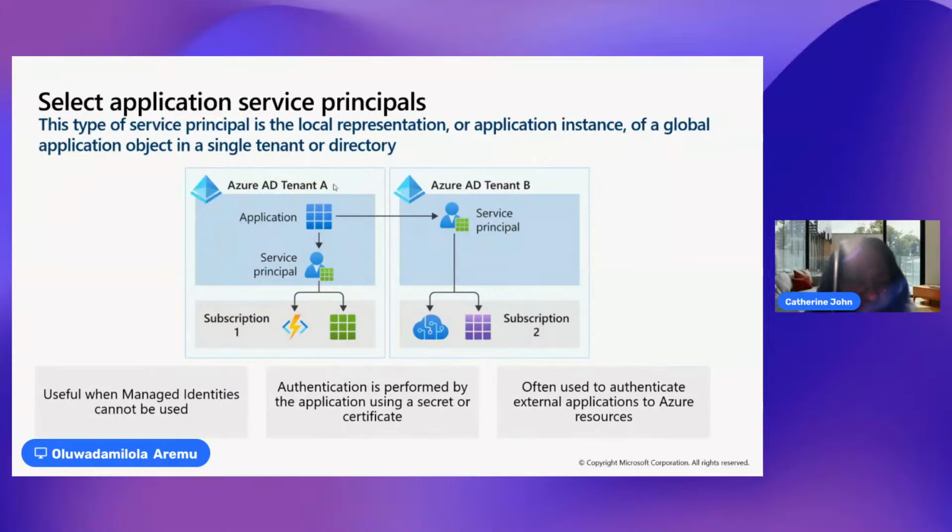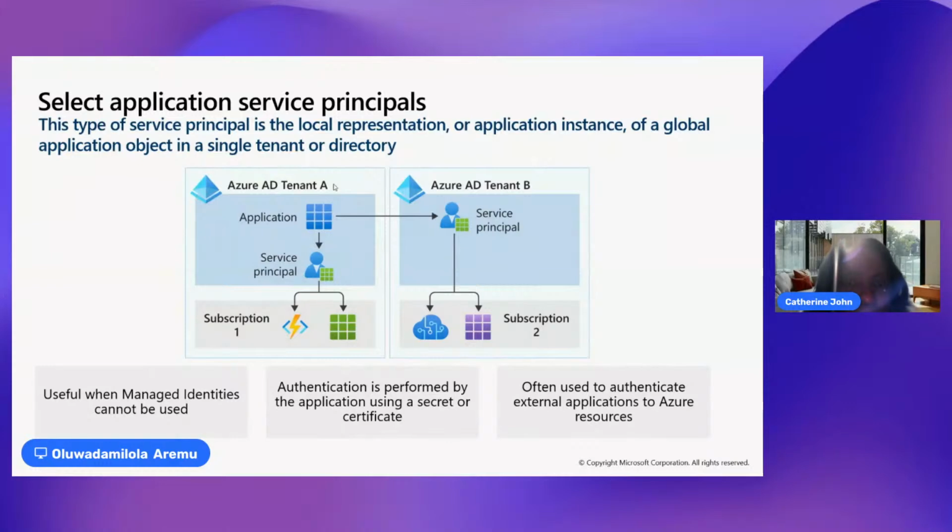Okay, so we have the application service principal. We can see from the diagram, we have Azure AD tenant A, with an application where we have a service principal. Then we have tenant B, where we have another service principal. Under tenant B, we have subscription one, with a different application. I think this icon could be an Azure Function, I don't know. Then we have a block of resources. The second one, in that tenant, looks like an IoT, then we have another block of resources.